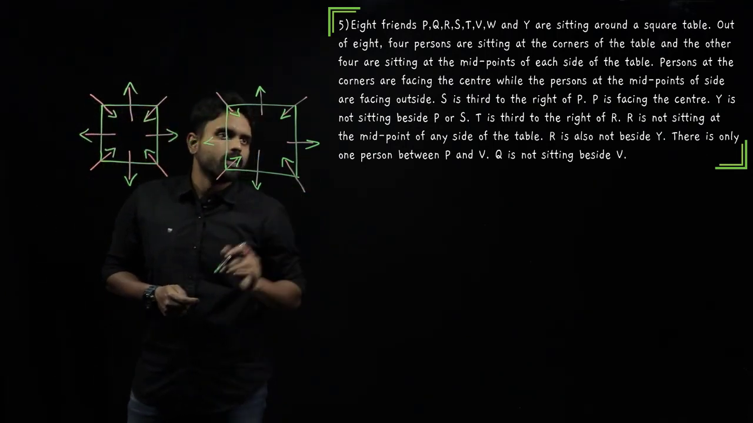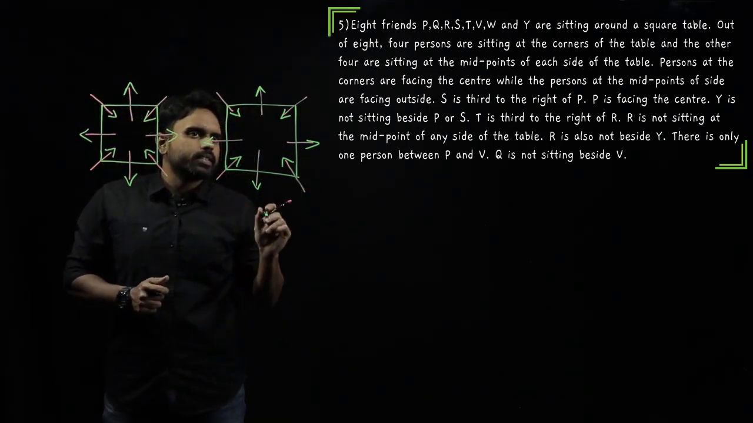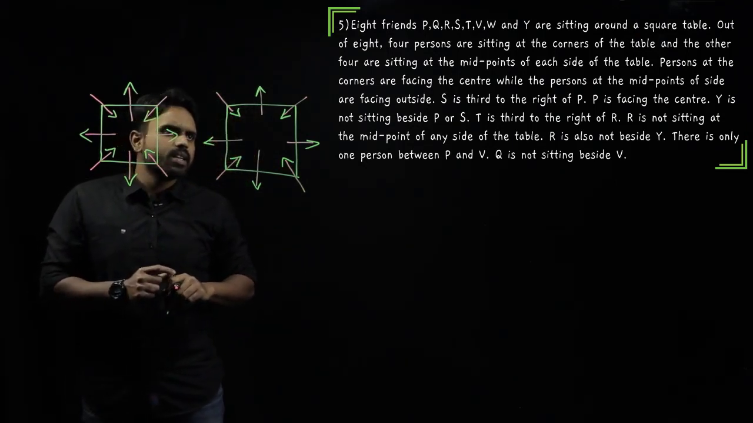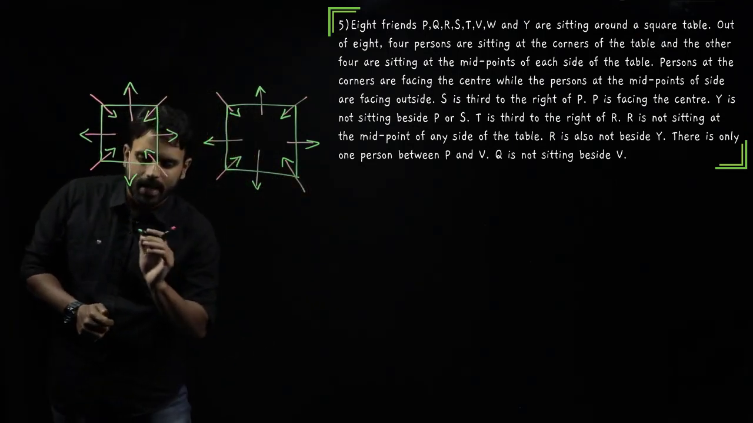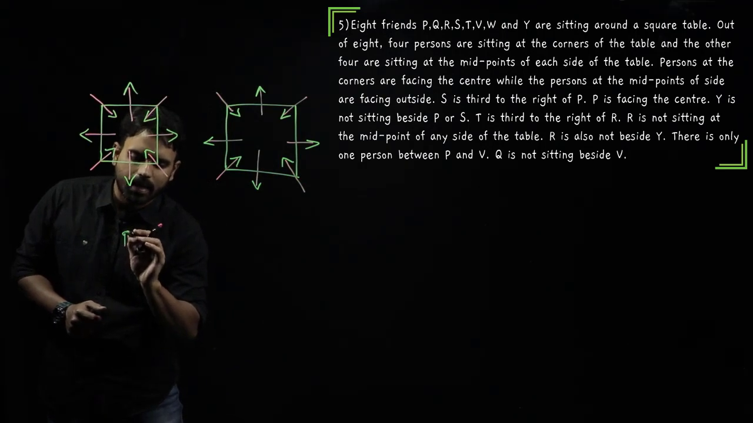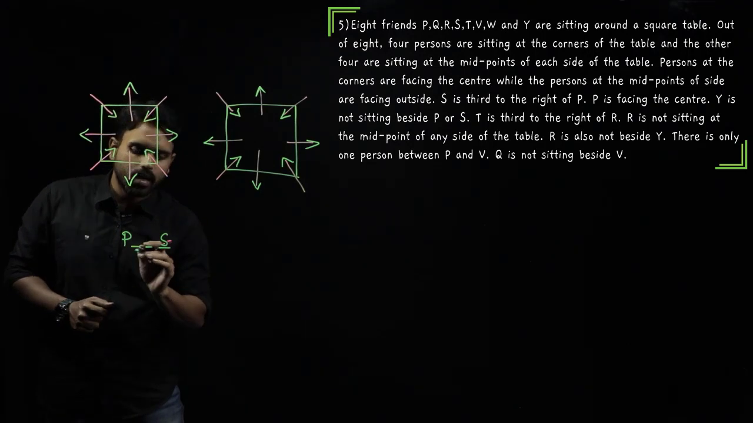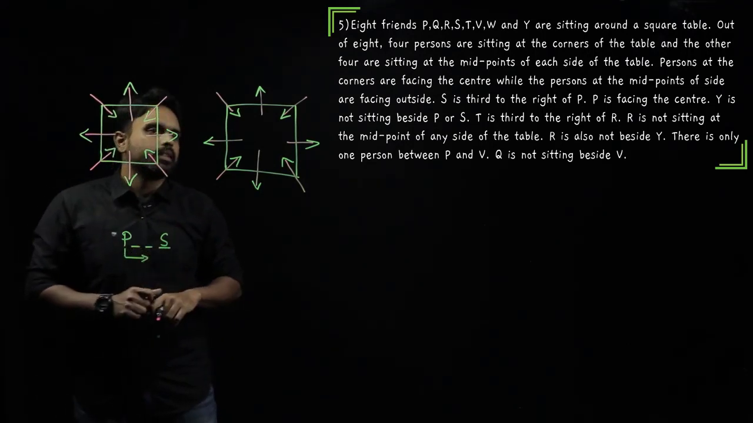Now, let's have a look. Okay. S is third to the right of P. P, first to the right, second to the right, third to the right. S is third to the right of P.